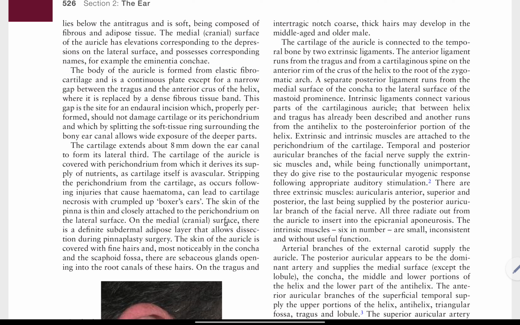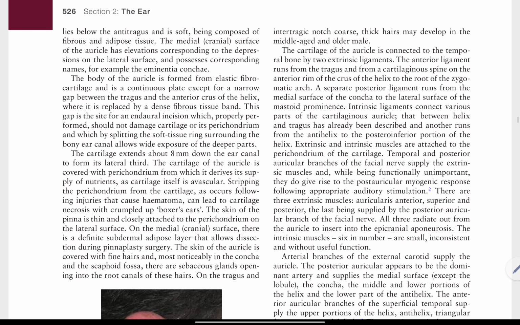On the medial cranial surface, there is a definite subdermal adipose layer that allows dissection through the pinnaplasty surgery. The skin of the auricle is covered with fine hairs, and most noticeably in the concha and the scaphoid fossa, there are sebaceous glands opening into the root canals of these hairs. On the tragus and intertragic notch course, thick hairs may develop in middle-aged and older males.